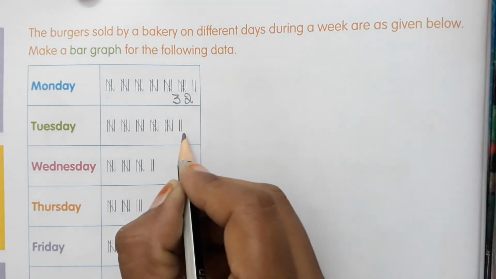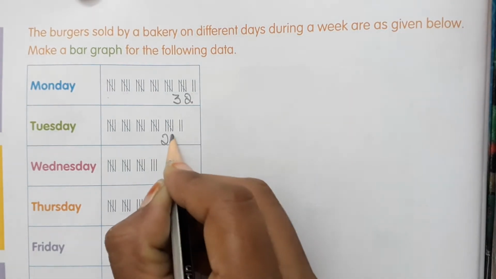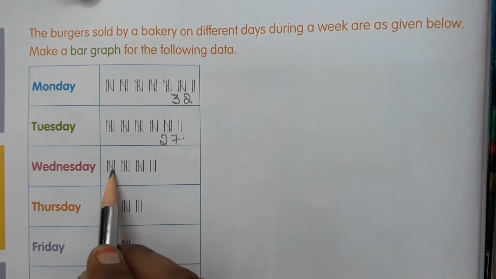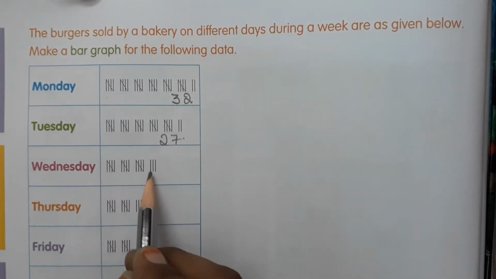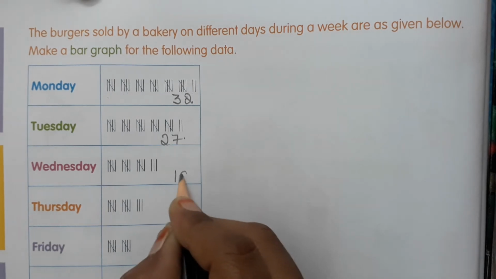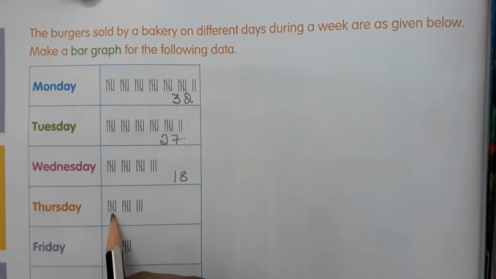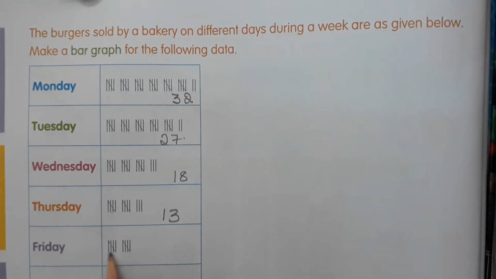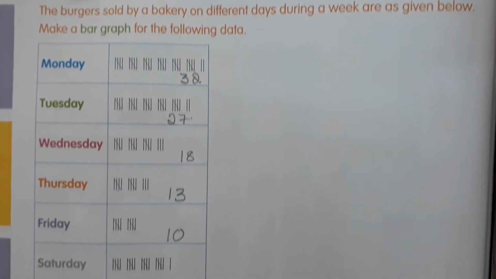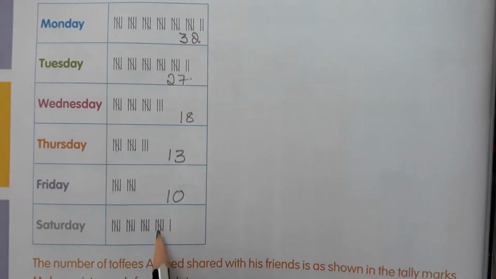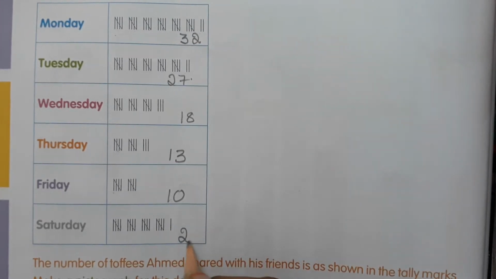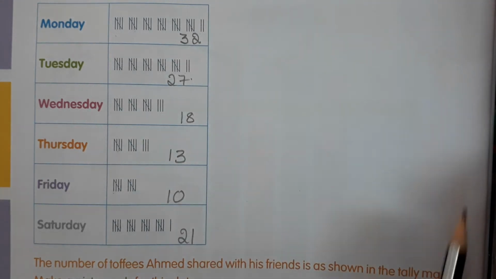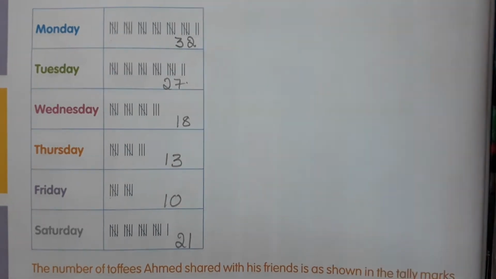5 5s, 25 plus 2, 27. The next one, 3 5s are there. 3 5s, 15. 15 plus 3, 18. Next one, 2 5s, 10. 10 plus 3, 13. Next one, 2 5s only, 10. Last, Saturday. 4 5s, 20. 20 plus 1, 21. So here you have to draw a bar graph, children.